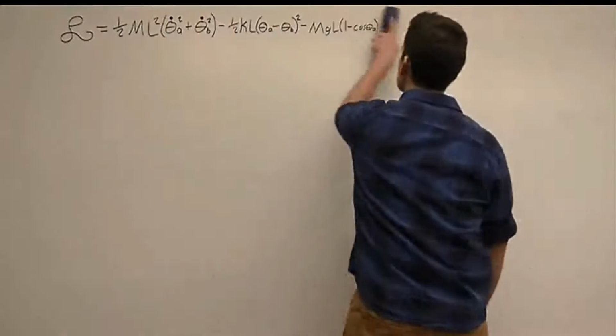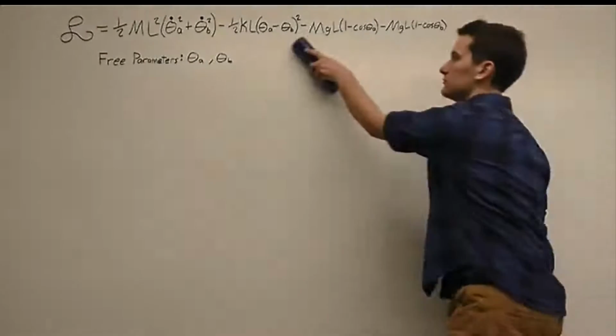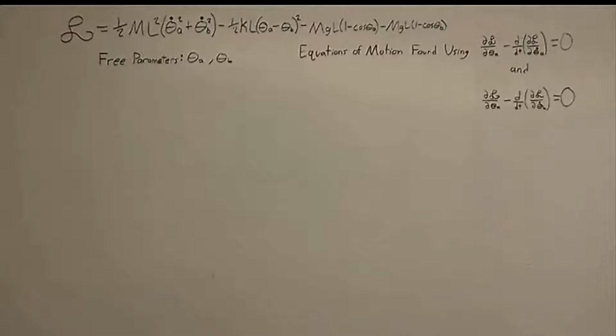Upon examining the Lagrangian, we see that there are two free parameters, theta A and theta B. Thus we expect two equations of motion, one for each free parameter. To find the theta A equation of motion, we will use the following formula: the partial derivative of the Lagrangian with respect to theta A minus the derivative with respect to time of the partial derivative of the Lagrangian with respect to theta dot A equal to 0, and use the corresponding equation for the theta B equation of motion.